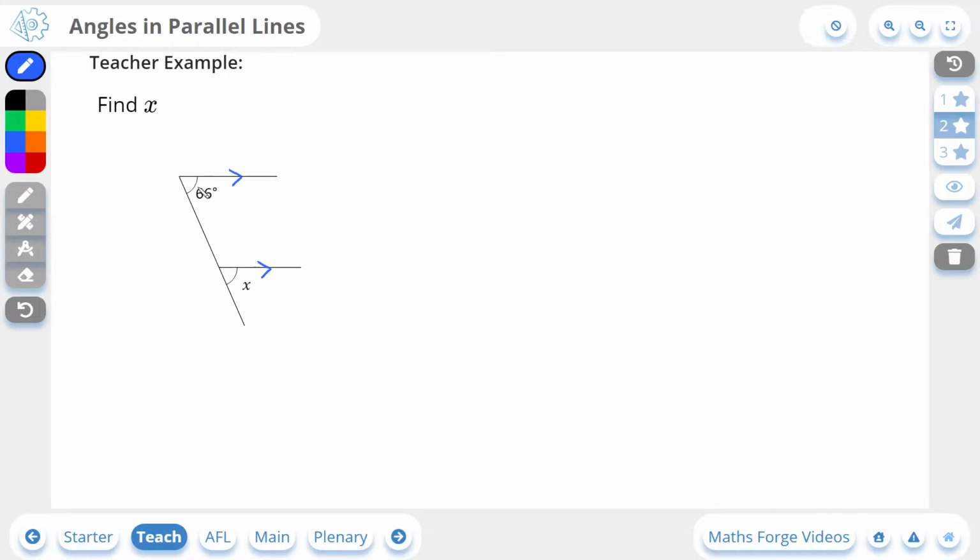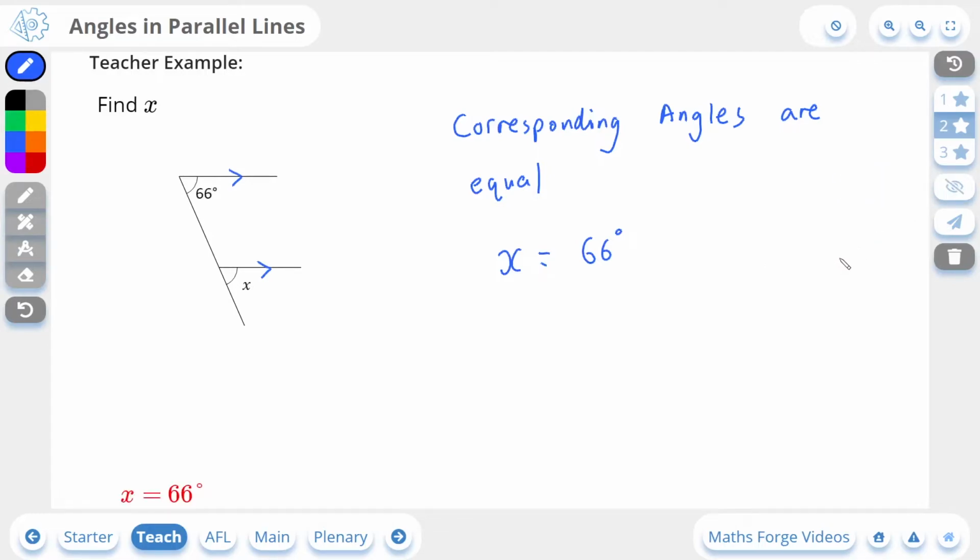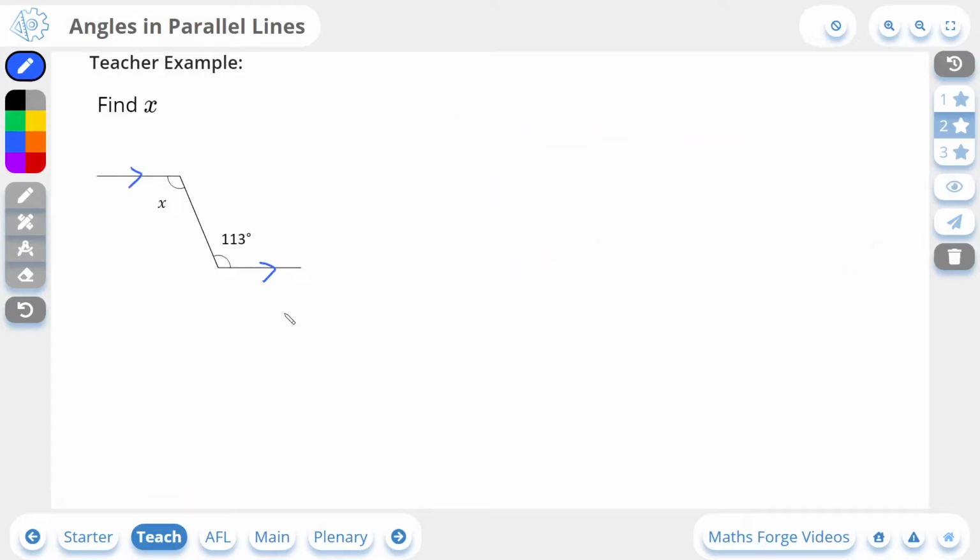We have one angle on the inside here, the top left-hand corner, and then another angle on the top left-hand corner. This is an example of corresponding angles. And corresponding angles are equal to each other. So in this case, we can say that x is equal to 66 degrees. And the reason for this is because these two angles here are corresponding angles. And if we check our answer, there it is. We'll do another two-star example.